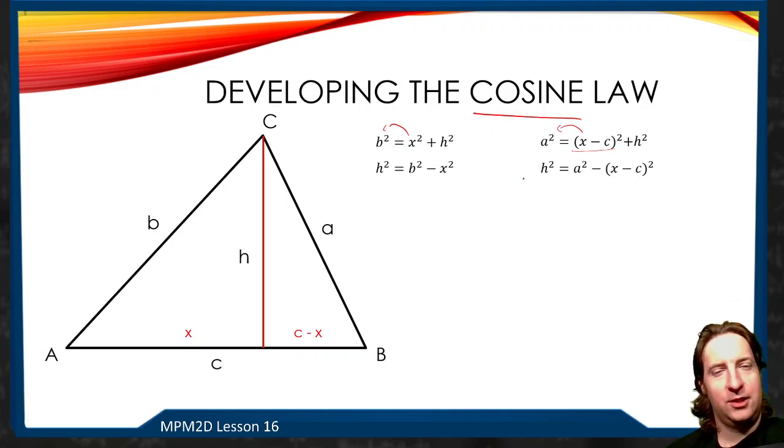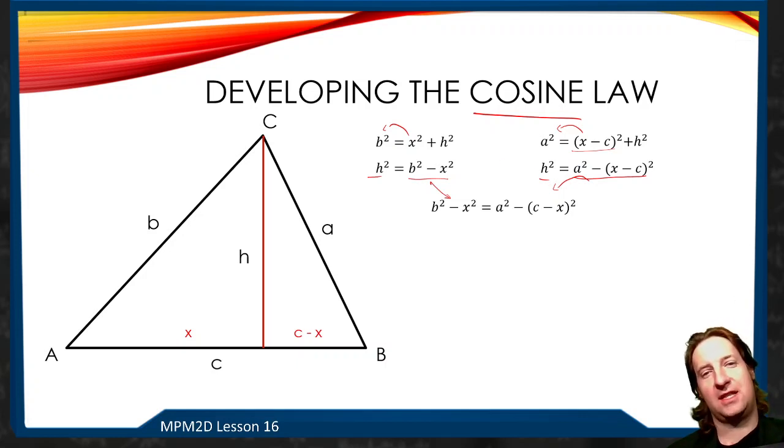And I now have two expressions for h squared. And we can do the same trick. We can set them equal to each other. So I end up with b squared minus x squared, that's this one here, and a squared minus x minus c all squared, and that's that piece there. We've been able to get rid of our h, just like we did for sine law, where we set them equal to each other. But in here, we're setting h squared equal to h squared.